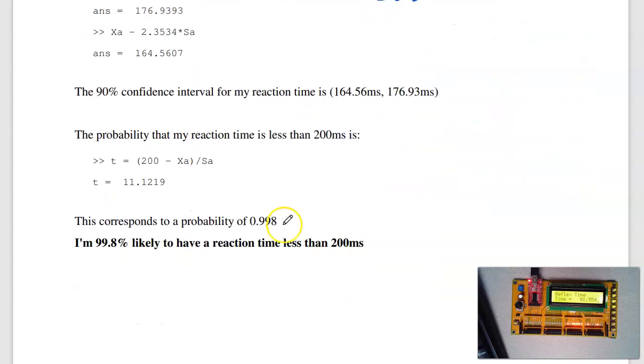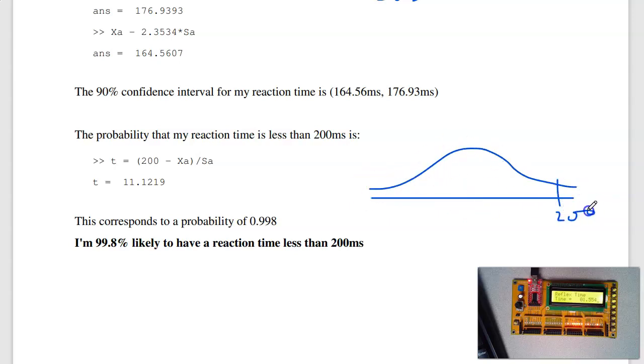The probability that my reaction time will be less than 200 milliseconds is, here's the number 200. I want to find that distance in terms of standard deviations. That's my t-score. That's 11.12 standard deviations away. So this area is 99.8%. This area is 0.2%.